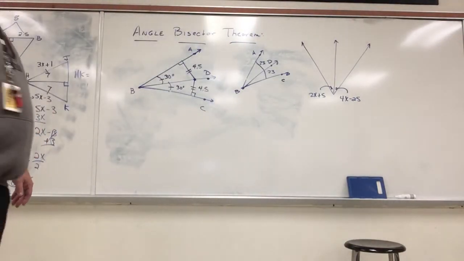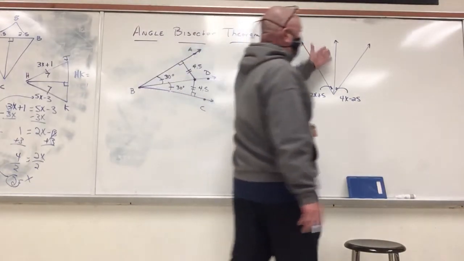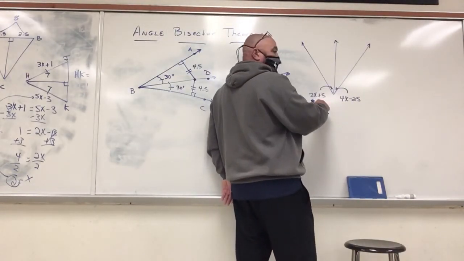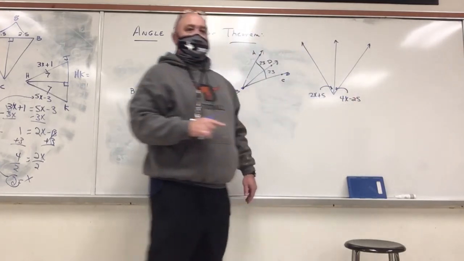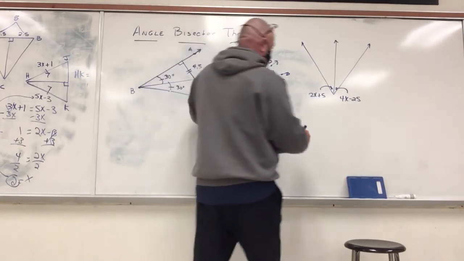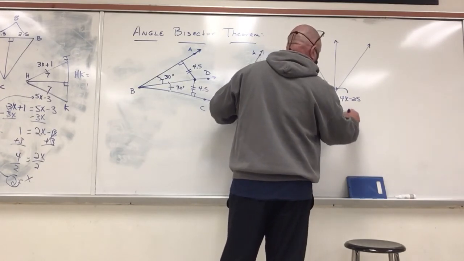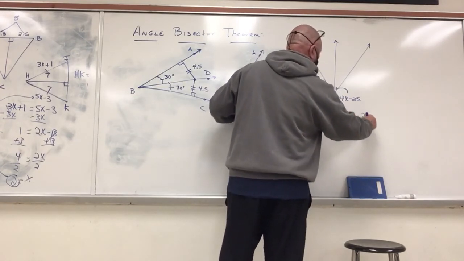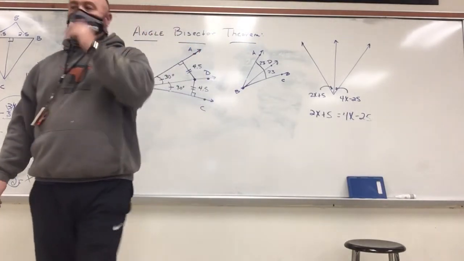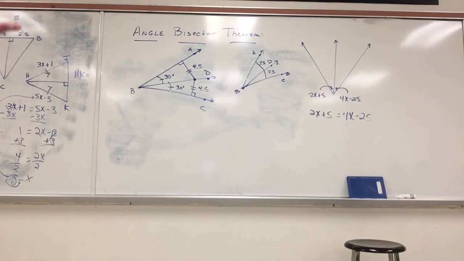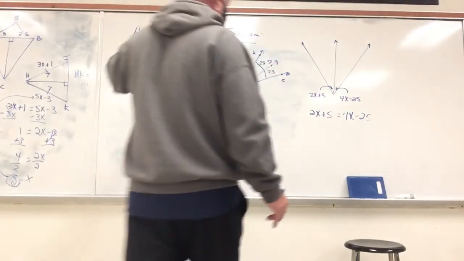Okay, now what do you know? Well, I know that's an angle bisector, so it cut this big angle in half, so I know that is equal to that. So here we go. 2x plus 5 is equal to 4x minus 25. Most of the time, that's what you're doing today when you're given an x. You're setting them equal and finding an x. That's what you're doing today, okay?